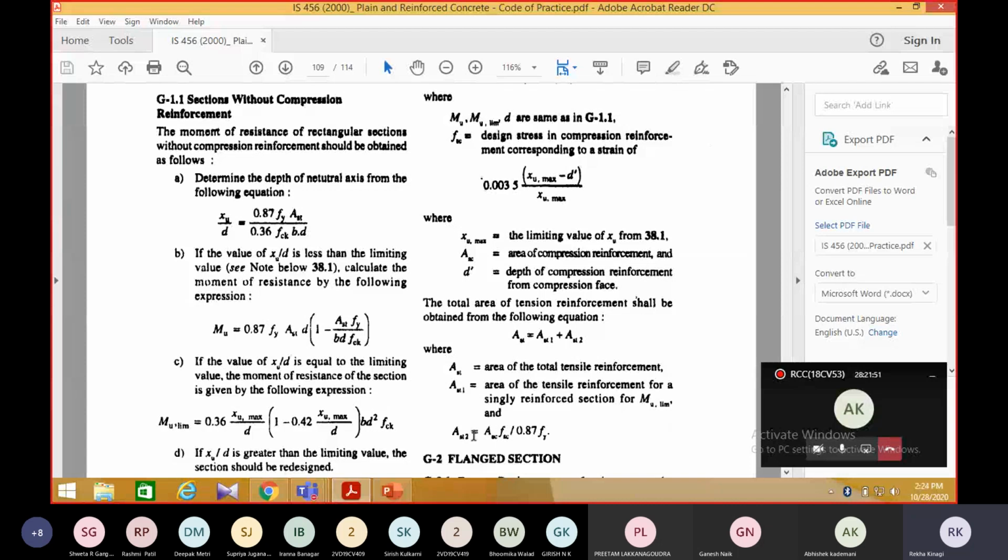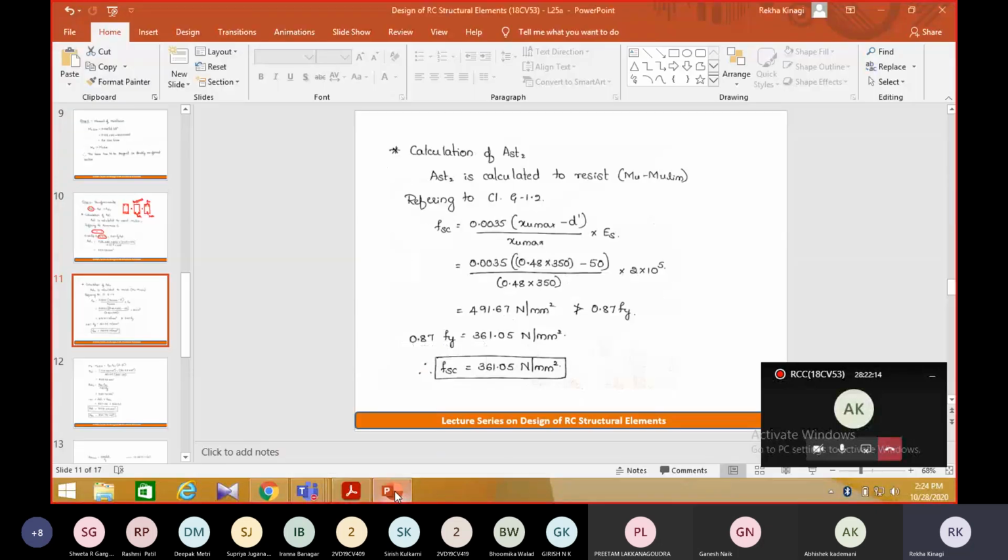next thing is to calculate AST2. In order to calculate AST2, we'll be using the equation FSC ASC divided by 0.87 Fy. ASC will be already calculated, FSC will be calculated, so the only unknown will be AST2. So using these equations, we are going to calculate the amount of reinforcement required.